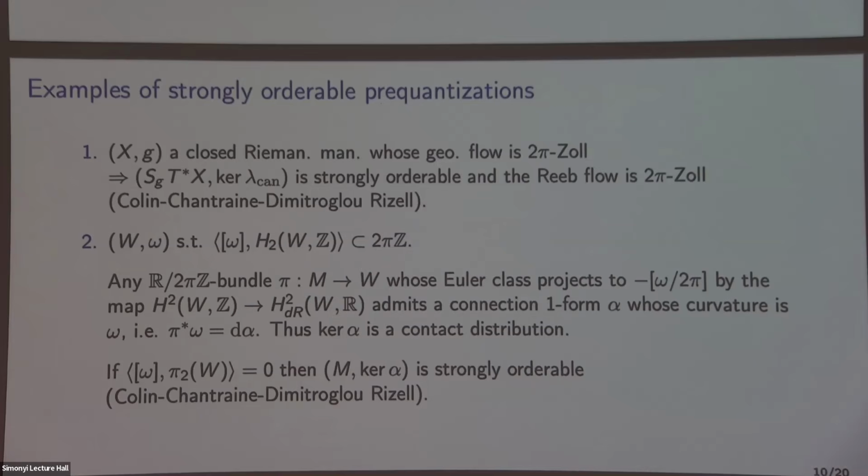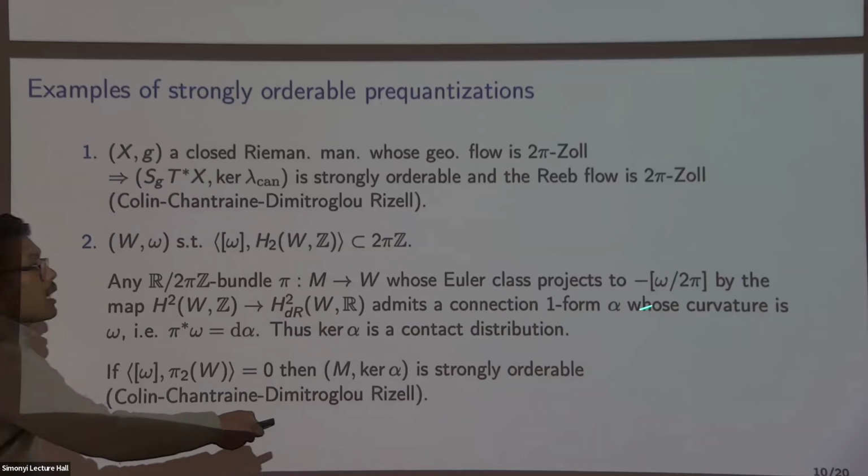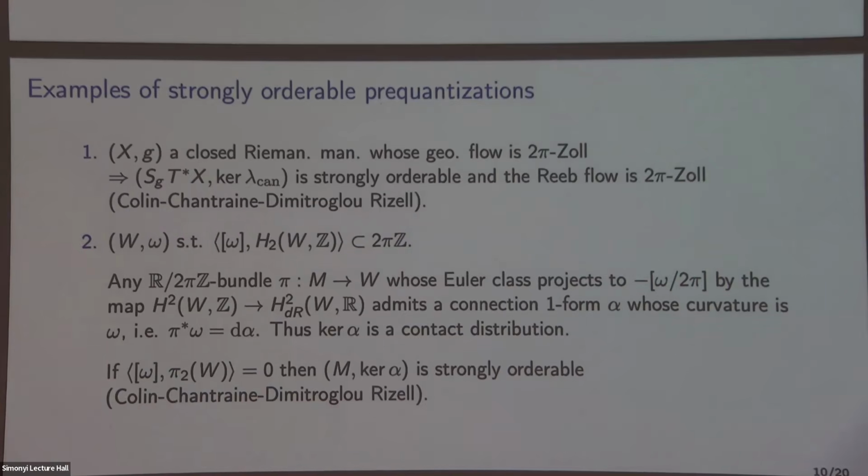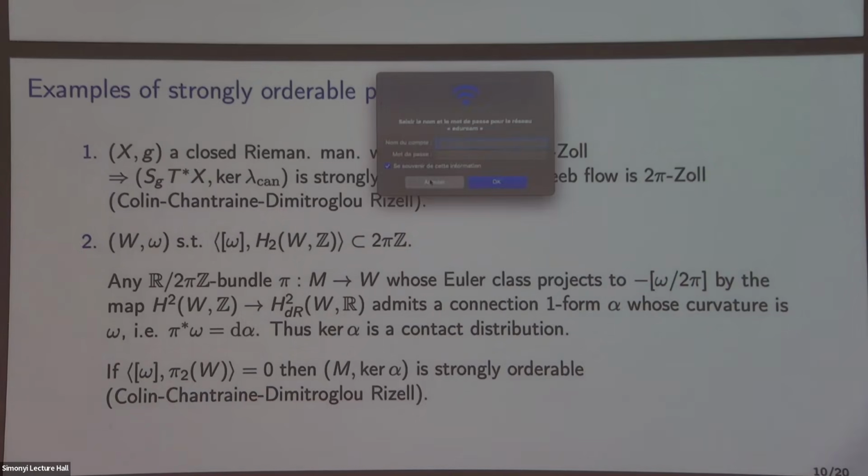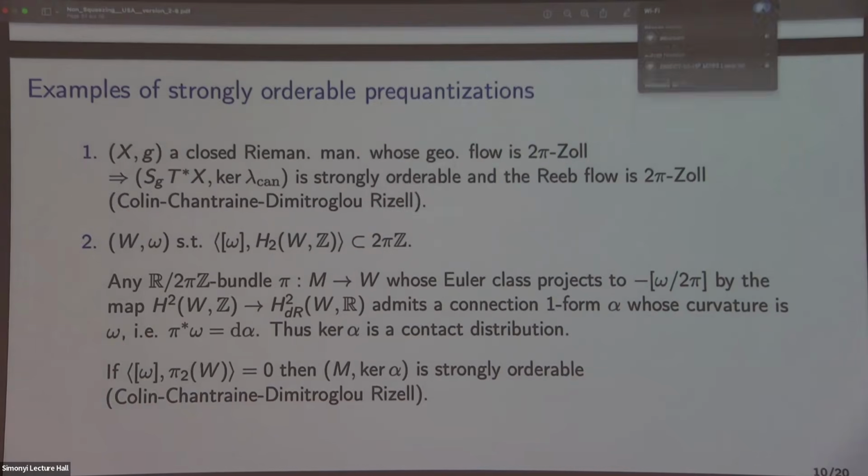If omega pairs to 0 with pi 2 of the base, that doesn't mean that the bundle is trivial. No. For example, if you take W to be a surface which is not a sphere, then you have a non-trivial S1 bundle. Why is it non-trivial? Because the Chern class is non-trivial. The Chern class is a symplectic form, so it will be trivial only if the Chern class is 0. And here the Chern class is non-zero.